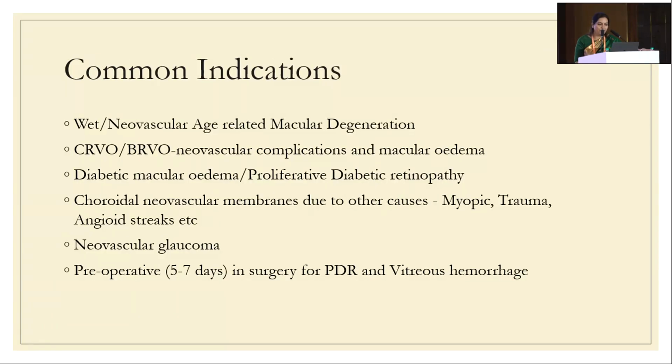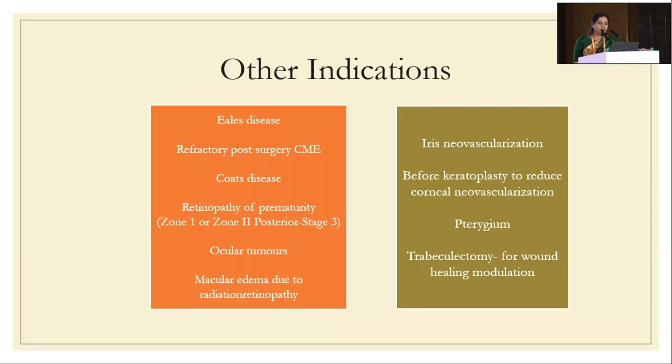So the common indications, they are AMD, venous occlusions, diabetic macular edema, CNVM, neovascular glaucoma, and preoperatively we can give in PDR surgeries and the vitreous hemorrhage cases. So the indications, previously the vein vasculitis was known as Eales disease, refractory post-surgery CME, Coats disease, ROP, ocular tumors, we can try that, macular edema due to radiation retinopathy, then iris neovascularization, and pterygium, there are many studies they have used in the pterygium also, trabeculectomy for the wound healing modulation.